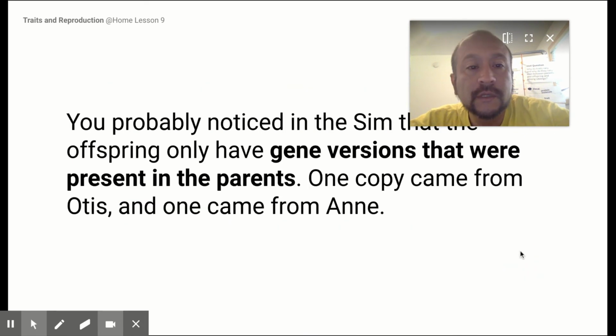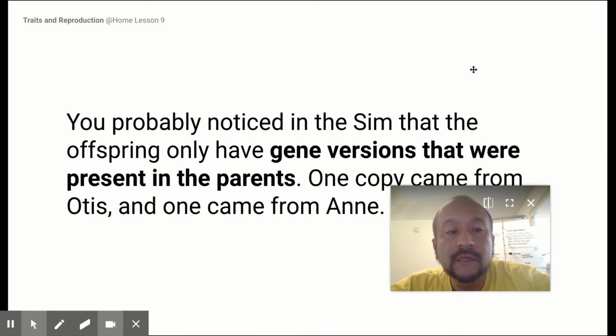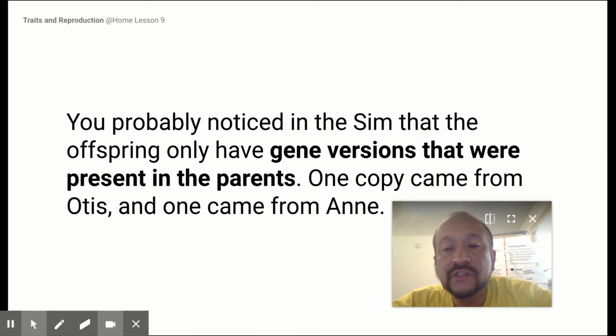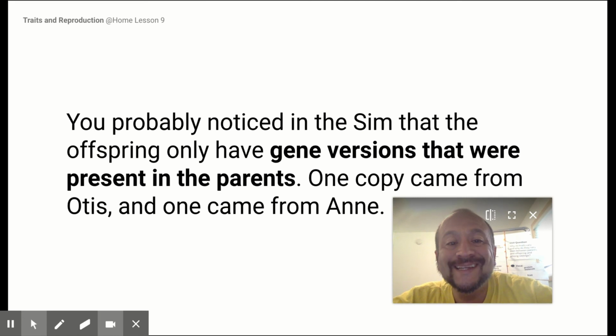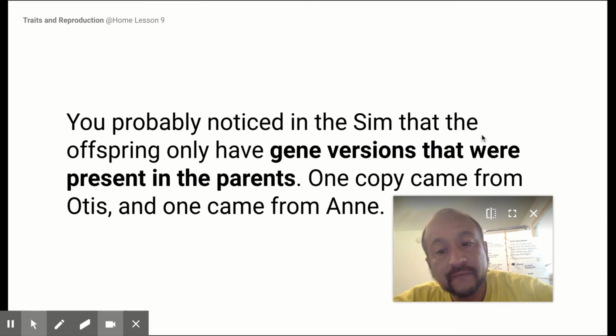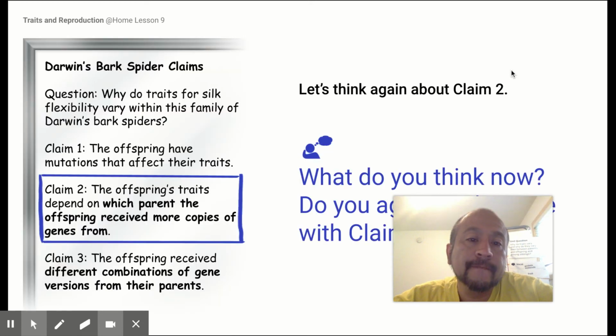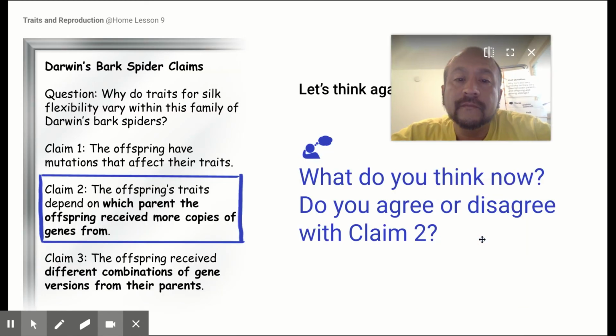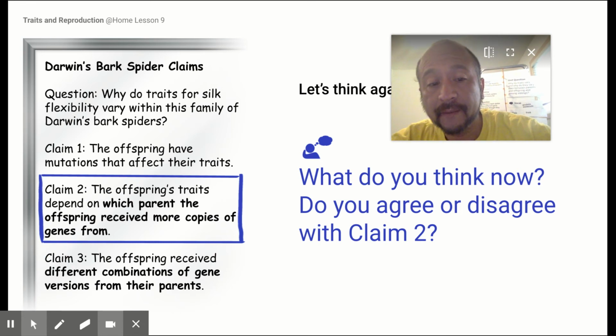Great questions. We probably noticed that in the sim, the offspring only have gene versions that were present in their parents. One copy came from Otis and another one came from Ann. So what do you think now? Do you agree or disagree with claim 2? The offspring's traits depend on which parent the offspring receive more copies of genes from.